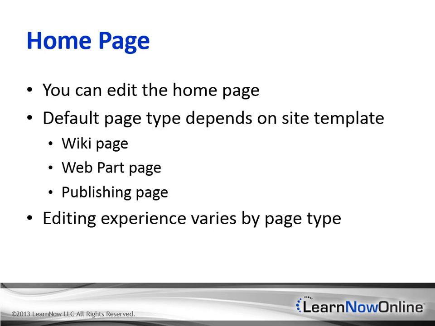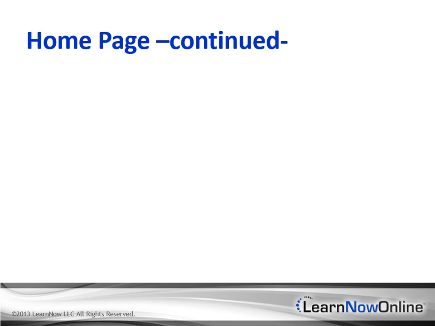You could also, if you have publishing turned on, then it will be a publishing page, which means it's going to be in the pages library. So the way you can tell is you can look and see if it's in the site pages library, then you know you have a wiki page. If it's in the pages library, then it's a publishing page. And those types of pages have definitely different editing experiences.